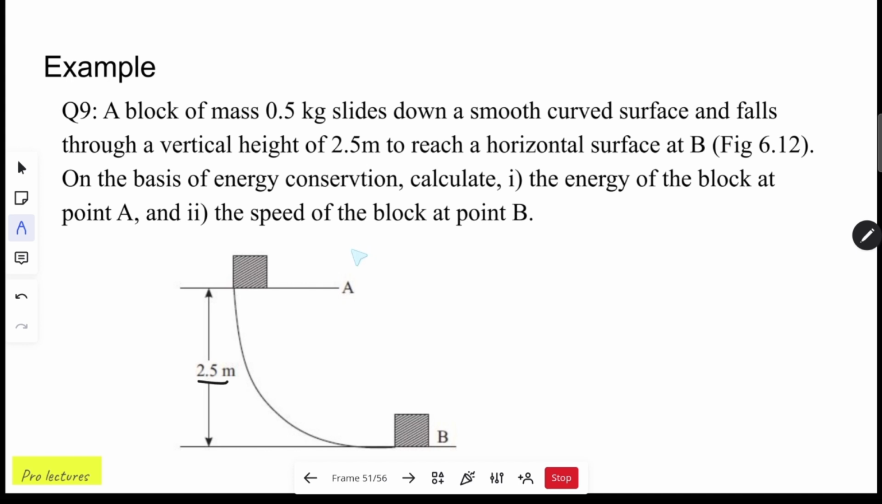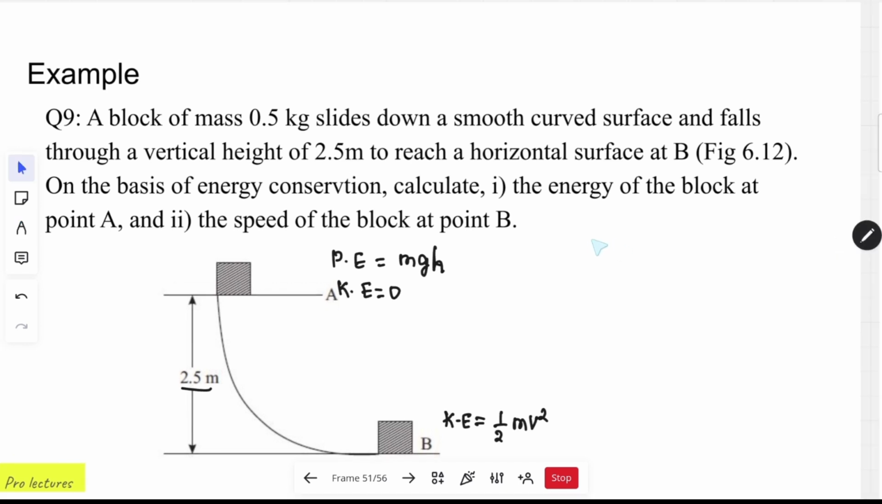So initially at this point, this block has a potential energy equal to mgh, and the kinetic energy is 0. And at this point, the kinetic energy will be there, potential energy will be 0. So kinetic energy will be half mv square. So let's calculate the potential energy at A.